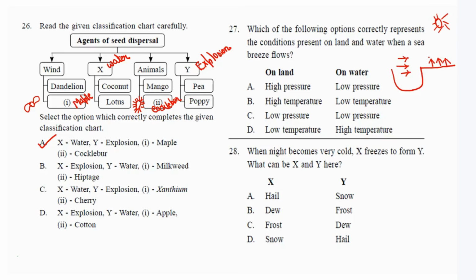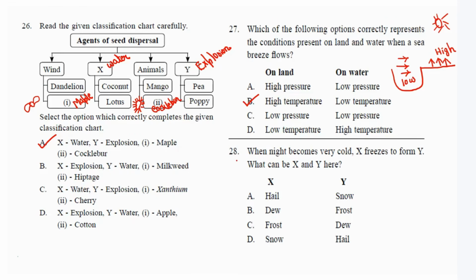So here in this case, what will happen? On the land, the temperature will be high, and on the water, the temperature will be low. So here the correct answer should be option number B, that tells on land the temperature will be high and on water the temperature will be low.